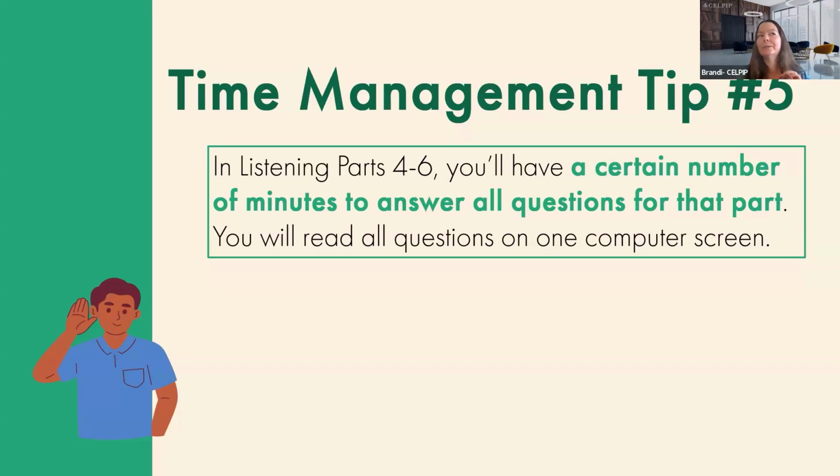And in this case too, the time management is a little bit trickier because now you've got a certain number of minutes on your timer at the top of the computer screen. Whereas parts 1 to 3, you had 30 seconds per question. That was a lot easier to manage. But now if you've got, say, 3 minutes to answer 5 questions, you have to keep an eye on your timer and recognize that you can't be spending 2 minutes of time on one question.